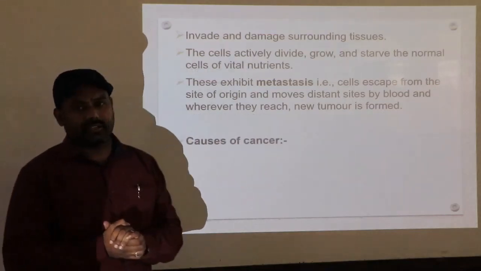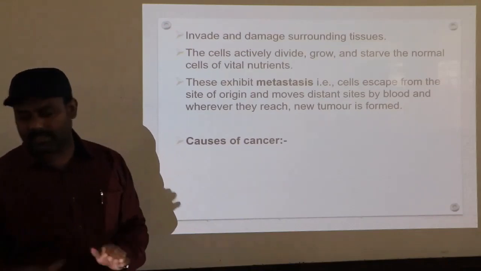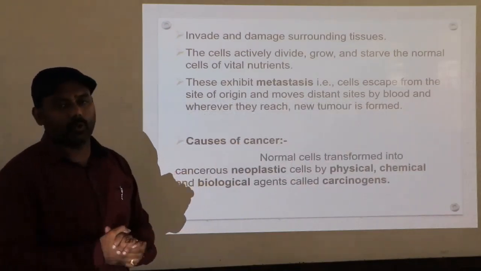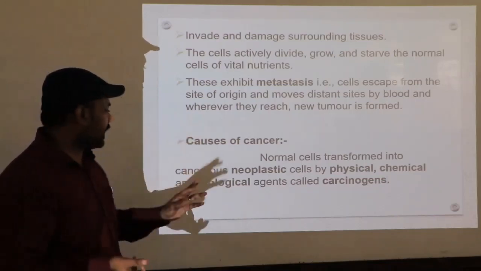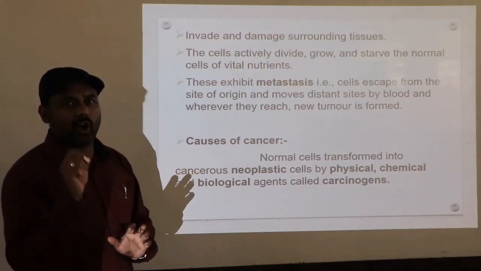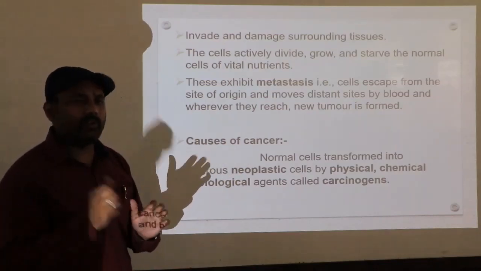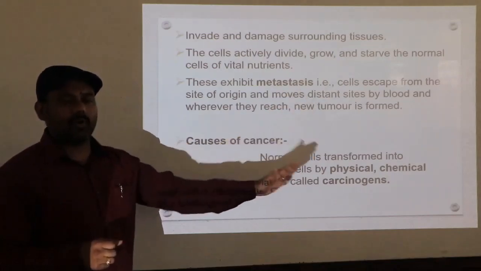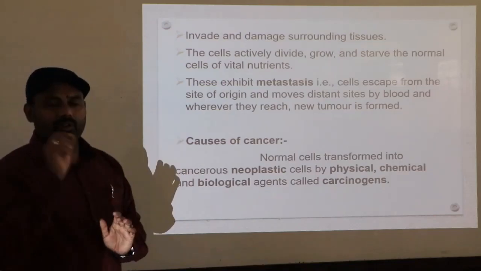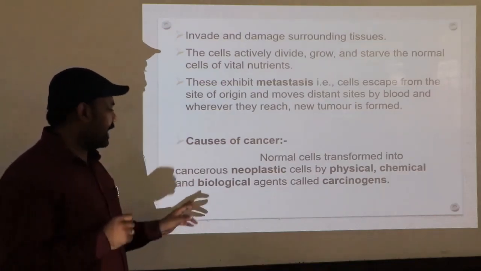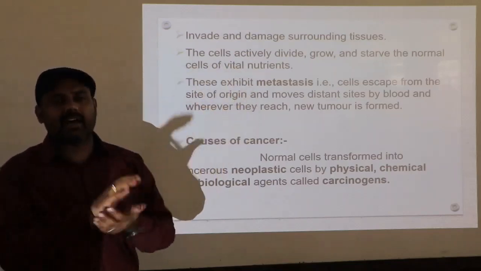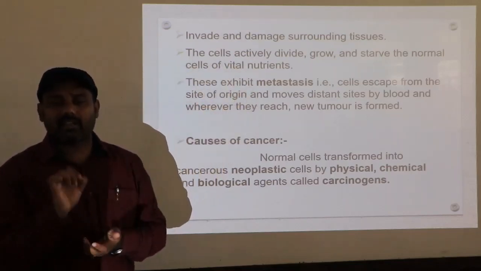Next, causes of cancer. So what are the causes of cancers? In this, normal cells are transformed, it means converted, into cancerous neoplastic cells. I told you neoplastic means abnormal growth, abnormal tumor. So normal cells are converted into cancerous neoplastic cells by physical agents, chemical agents and biological agents. Those agents are collectively called carcinogens.